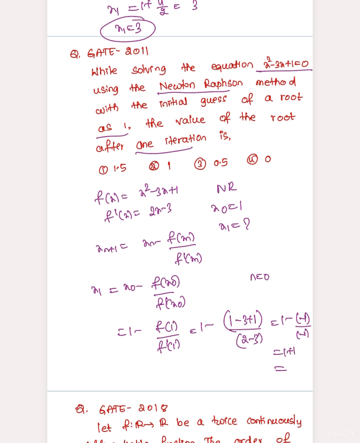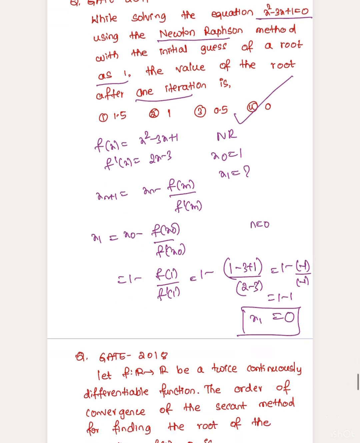No, this is 1 minus 1. Sorry. So it will be equal to 0. Therefore, x1 is equal to 0. Therefore, after the first iteration, the value of the root using the Newton-Raphson method for the function f of x is equal to x square minus 3x plus 1 is equal to 0 is x1 is equal to 0. Therefore, option 4 is correct.